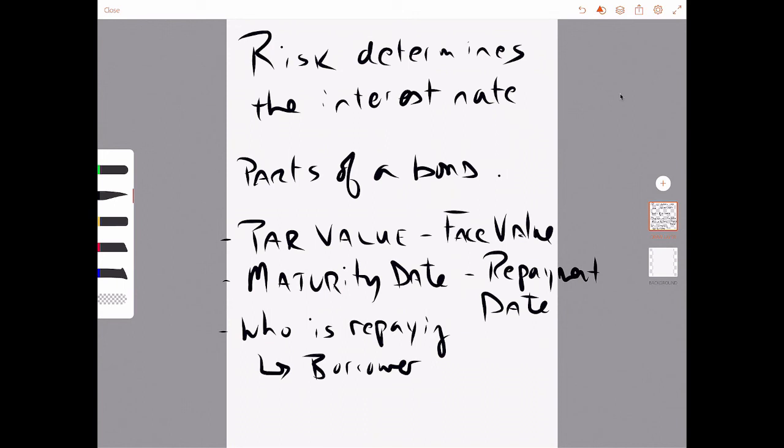There are two things that aren't there. One is the interest rate, and two is who gets repaid. We know who is doing the repaying, but we don't know who is getting repaid.